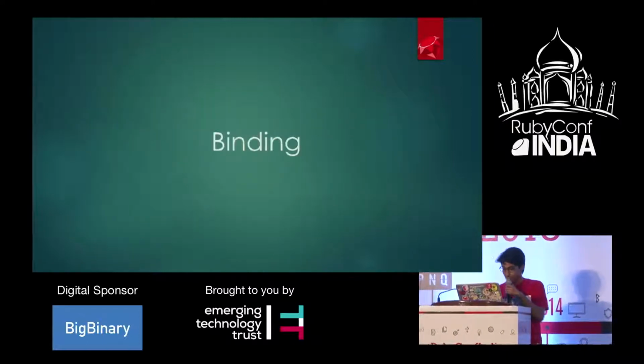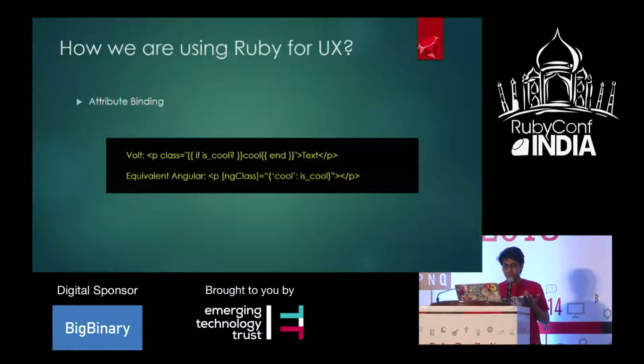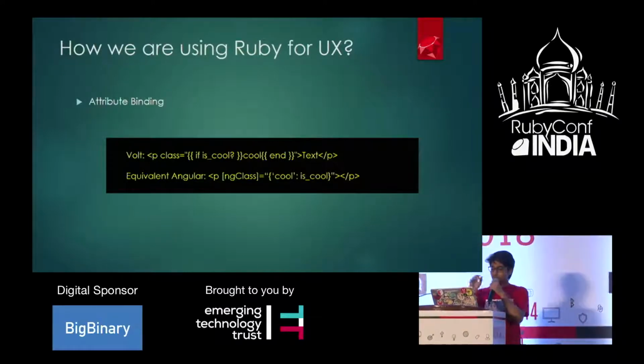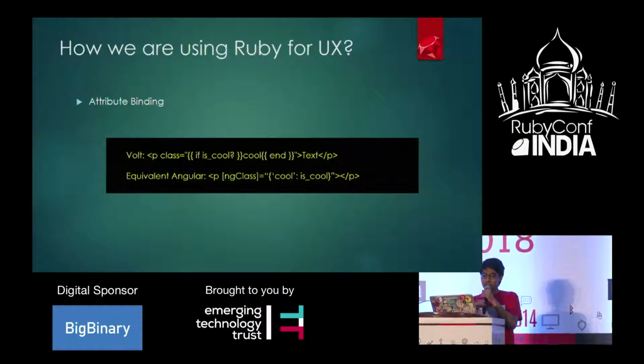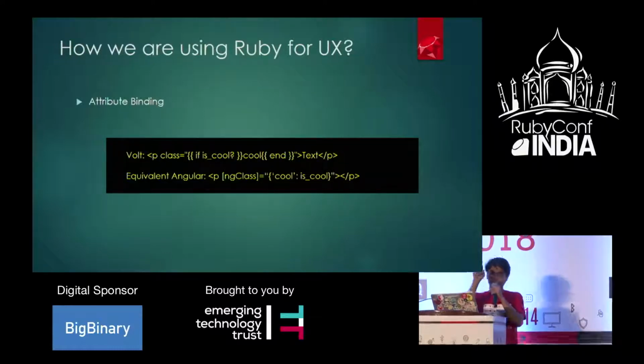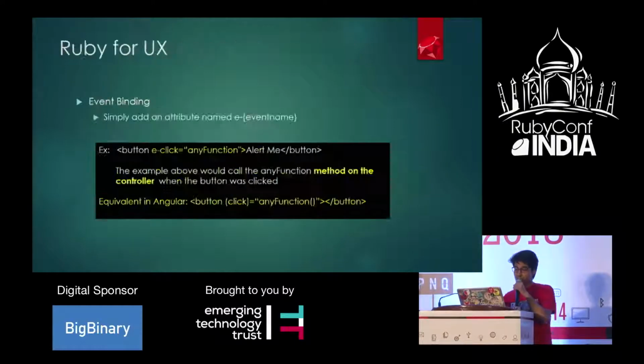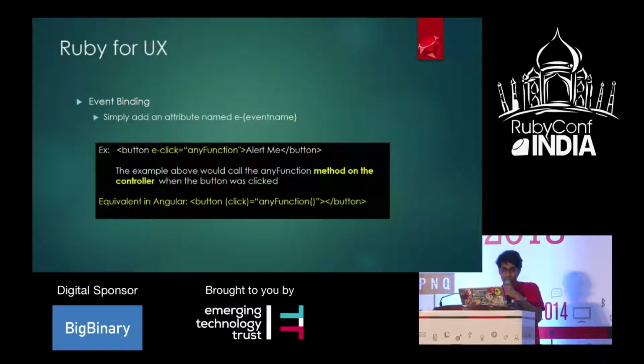Now, attribute binding. This is very similar to what we see in Angular. In Angular, we bind with ng-class using square brackets. Here, we bind with double curly brackets, and inside that we can write Ruby. You can compare this with Rails, in which we write the less-than sign, equal sign, percent sign. This is quite easy. Ruby for the UX.